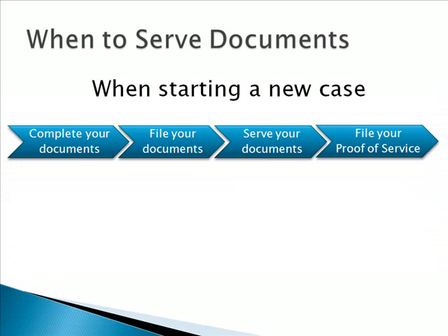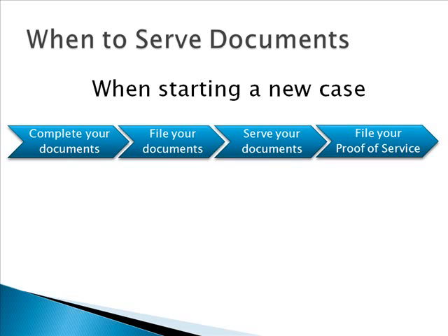In addition to adhering to timelines, you must also serve and file your documents in the proper order. The proper order will depend on what is being served. When you start a new case or file a cross-complaint, you will need to file your documents with the court before you serve them on the other party. After you file your documents, the clerk will assign a case number and issue a summons. You can then have your documents served on the other party.